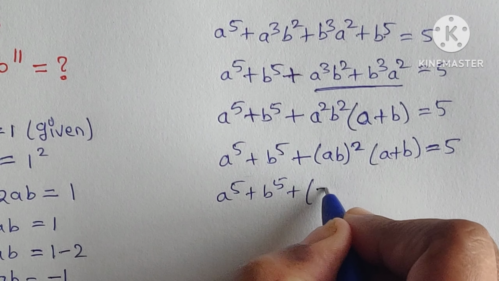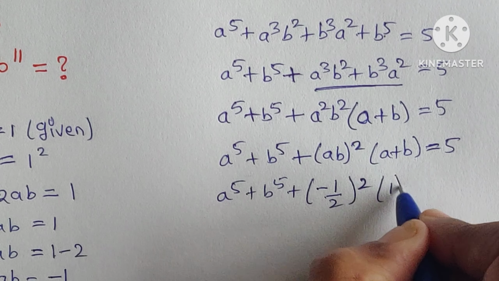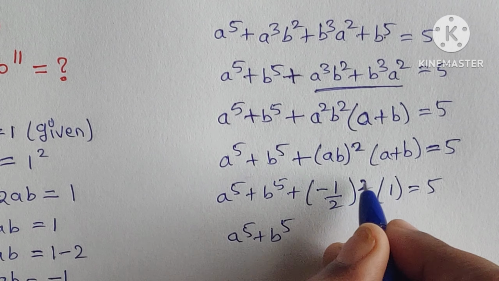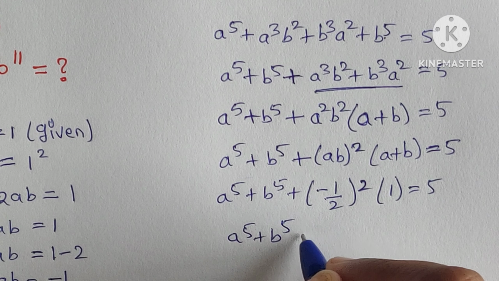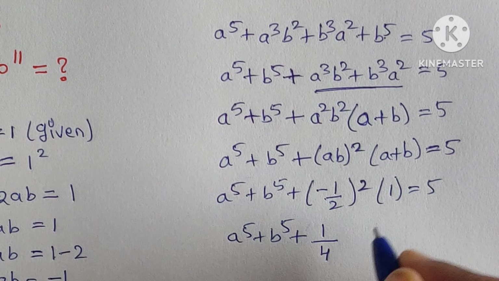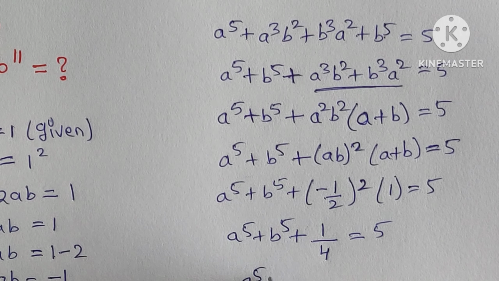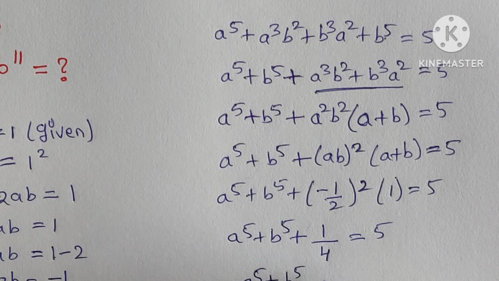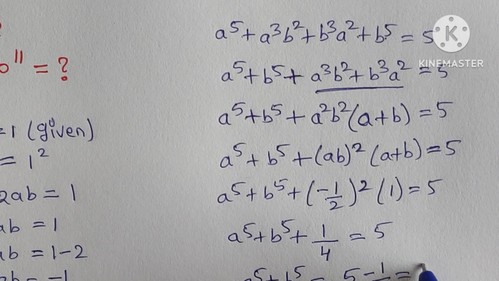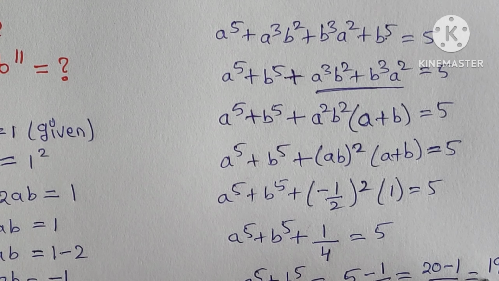what is the value of ab? Minus 1 by 2 whole square. So now what is the value of a plus b? 1, equal to 5. So a power 5 plus b power 5 plus minus 1 square, that is plus 1 by 4, equal to 5. A power 5 plus b power 5 equal to 5 minus 1 by 4, equal to 4 times 5 is 20. So 20 minus 1 divided by 4, which is equal to 19 divided by 4.